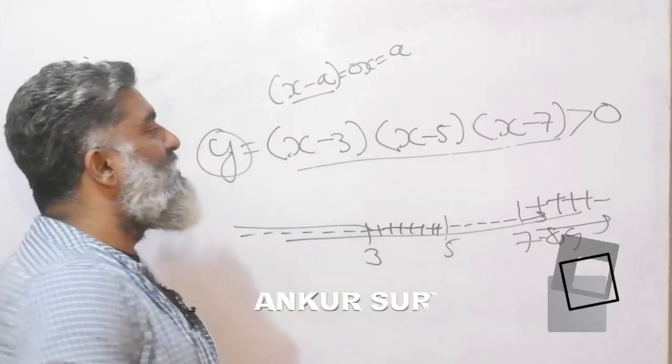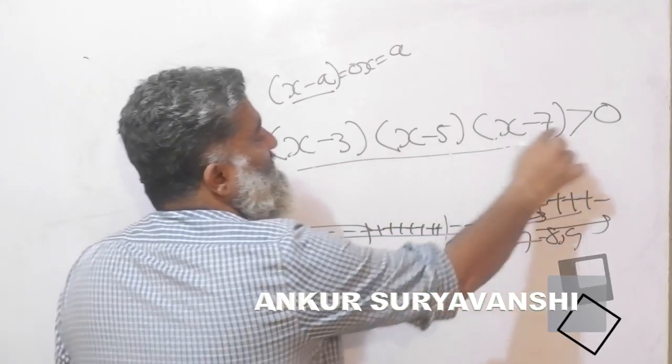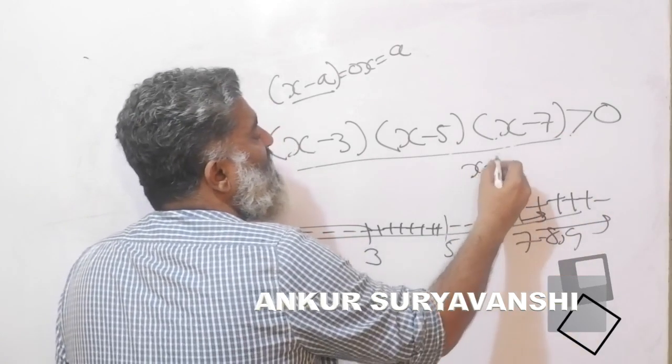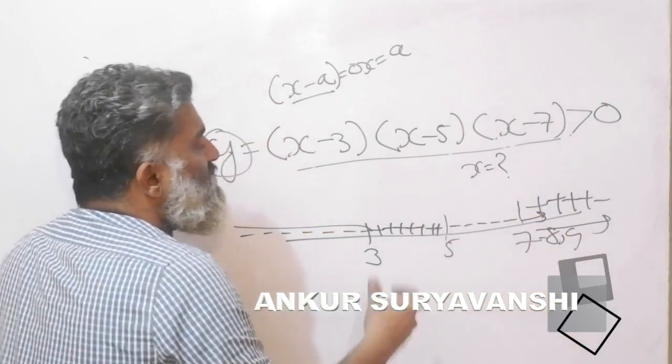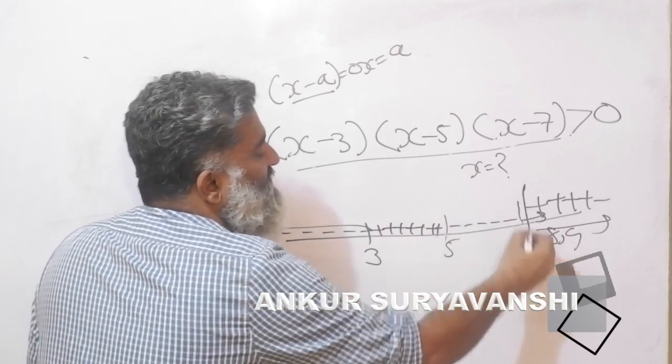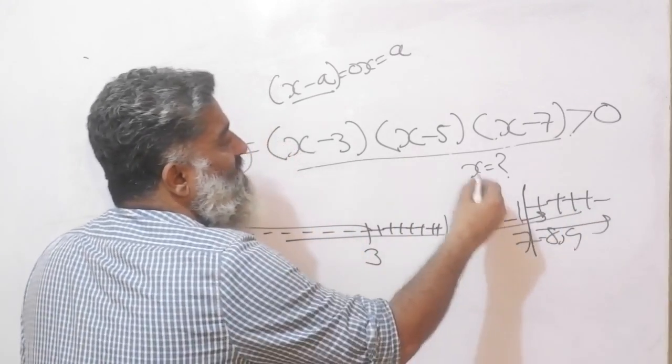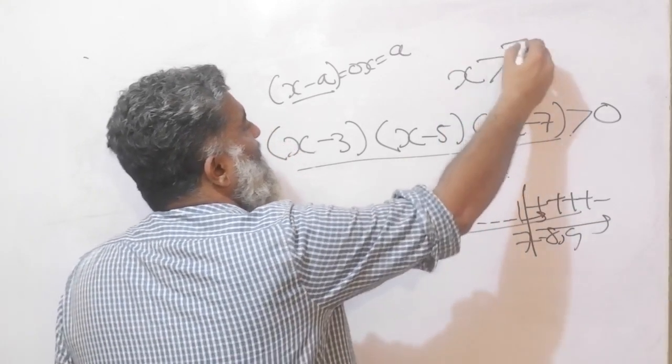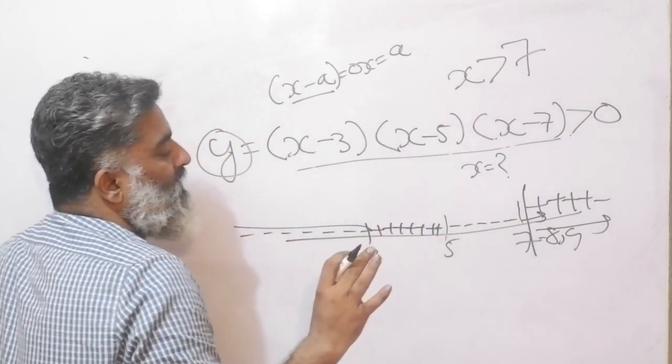And now let's look at the question. The question said, okay, this is greater than 0. What is the range of x, right? Where will it work? So where is it positive? It is positive beyond 7. So I will say my answer for this is x is greater than 7 works for me.